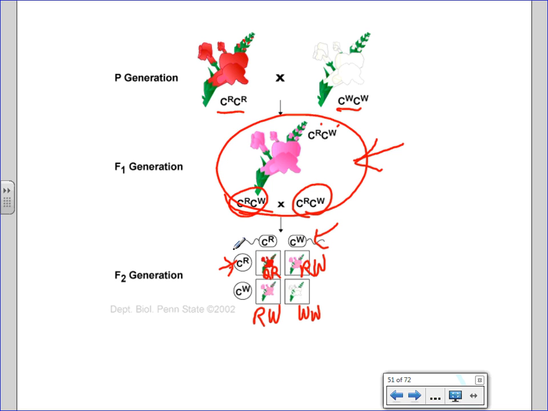Okay, so if we looked at these offspring, then the phenotypic ratio would be 1 red to 2 pink to 1 white.